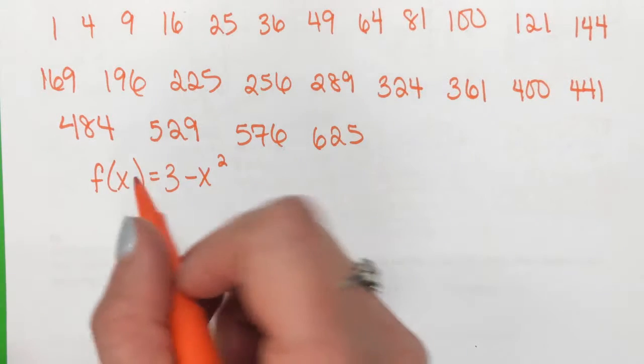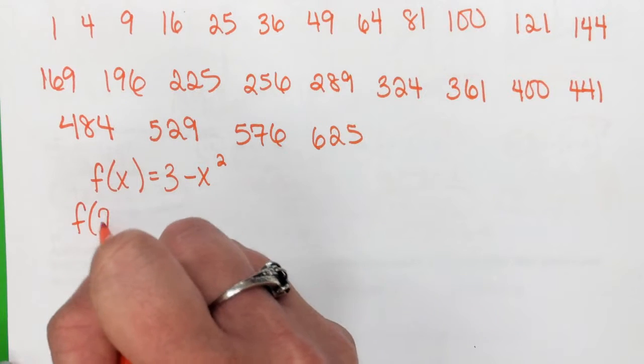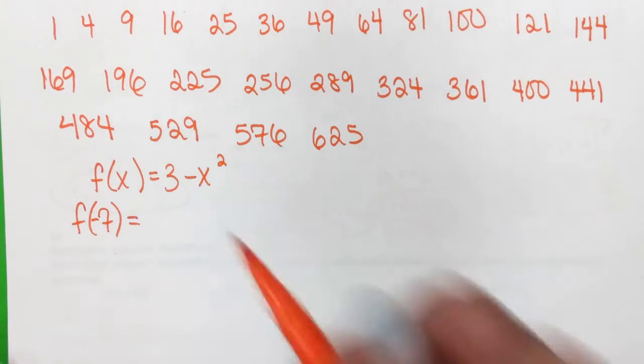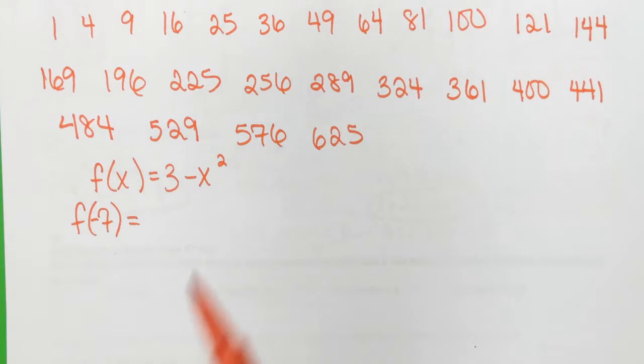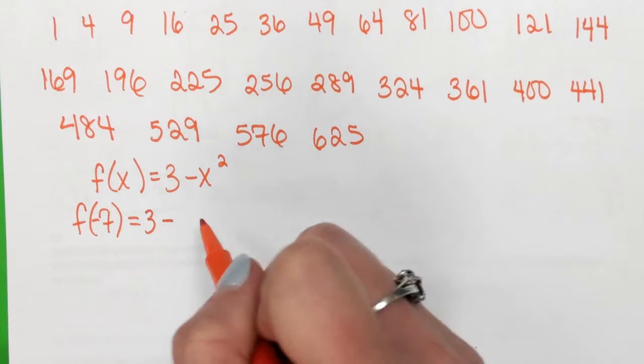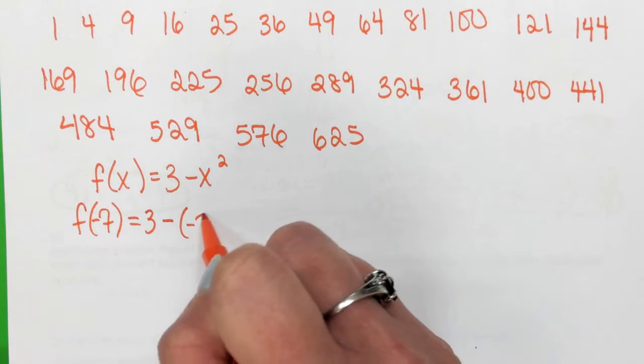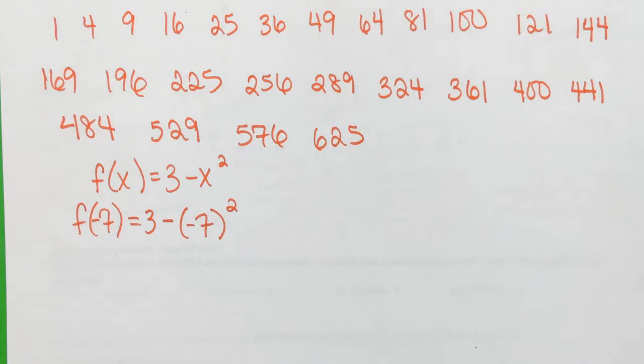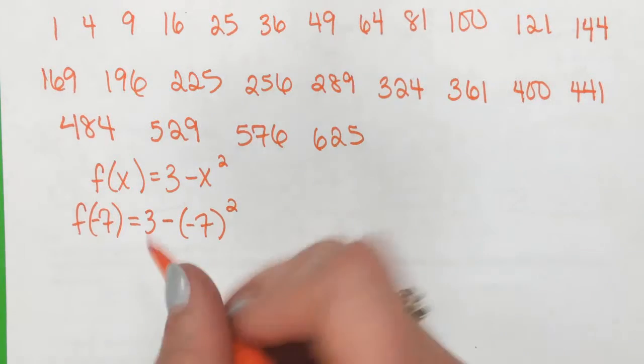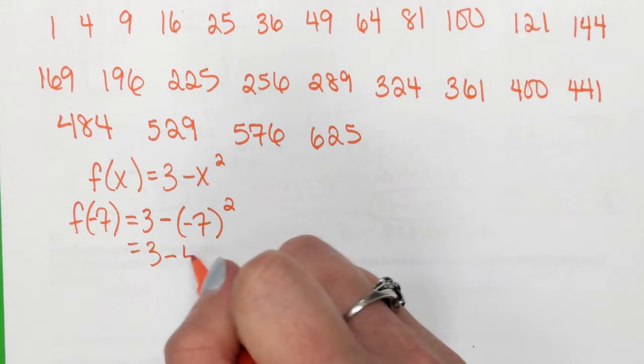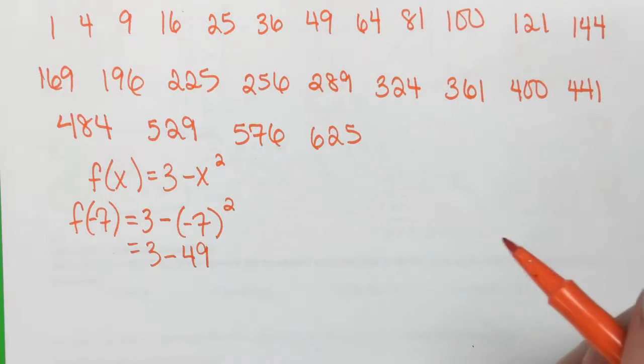All right, let's look at this one. You ready? What if I gave you this and told you to find f of -7? Plug in -7 for x, and you use parentheses. Now, ladies and gentlemen, this is what got you on your quiz and your test in Unit 1. It is not 3 plus 49. You have to square first. So it's 3 minus 49. Are y'all okay with that?